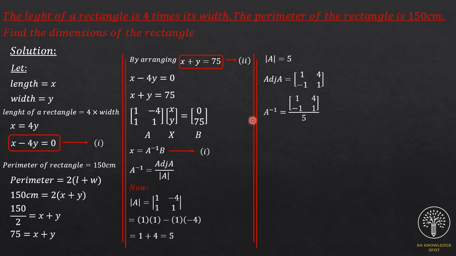Now what is the formula? That is A inverse is equal to adjoint of A divided by determinant of A. Here you have to put the value of adjoint of A, then determinant of A. Now equation 1 is the main equation, because we have to find this X. Just remember, this is the capital X but not the small x. Okay, here this is the capital X.